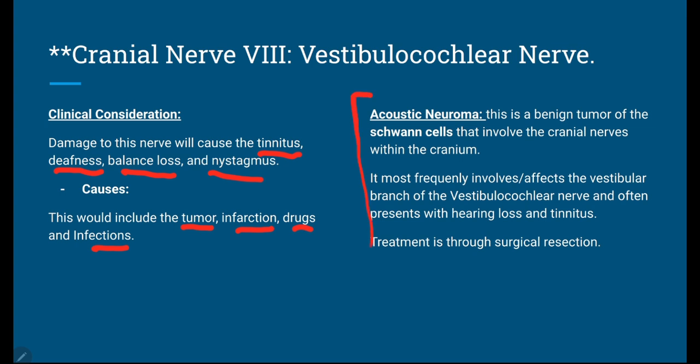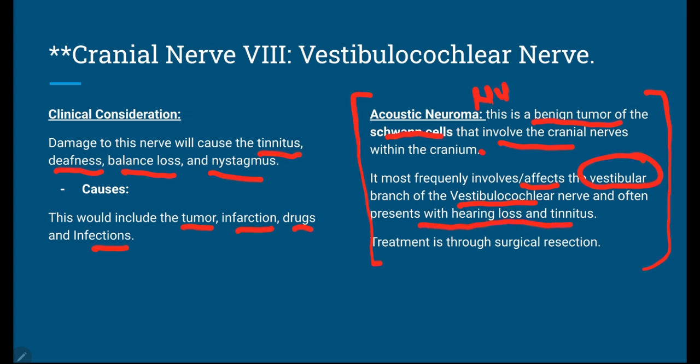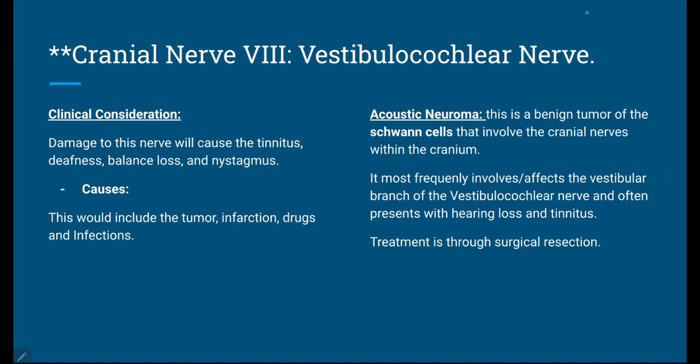The most important disease, which is a high-yield disease for your USMLE Step 1 exam, is the acoustic neuroma, and it is a benign tumor of the Schwann cells that involves the cranial nerves within the cranium. It most frequently affects the vestibular branch of the vestibulocochlear nerve. Just remember the vestibular portion of the vestibulocochlear nerve, and it often presents with hearing loss and tinnitus. The treatment is through surgical resection.